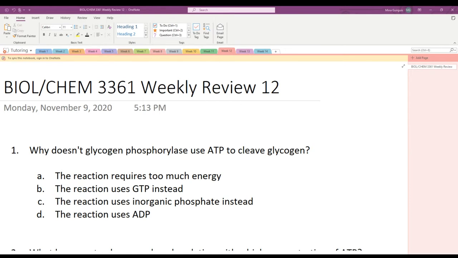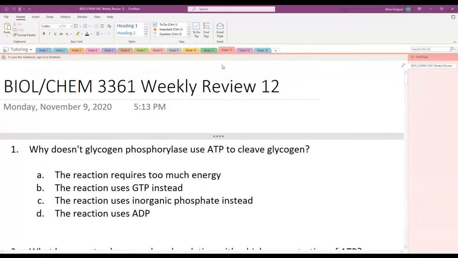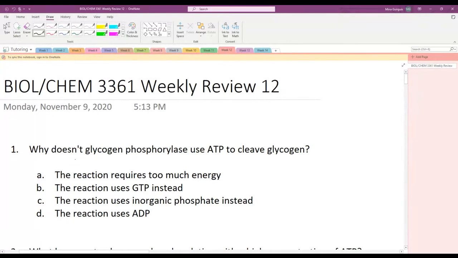So glycogen phosphorylase is used in glycogenolysis to break down glycogen into glucose 1-phosphate, which can then be converted into glucose 6-phosphate for us to use as energy when we don't have enough glucose in the blood. In other words, we use glycogenolysis when we need energy. So if it were to use ATP, it would waste energy, okay?